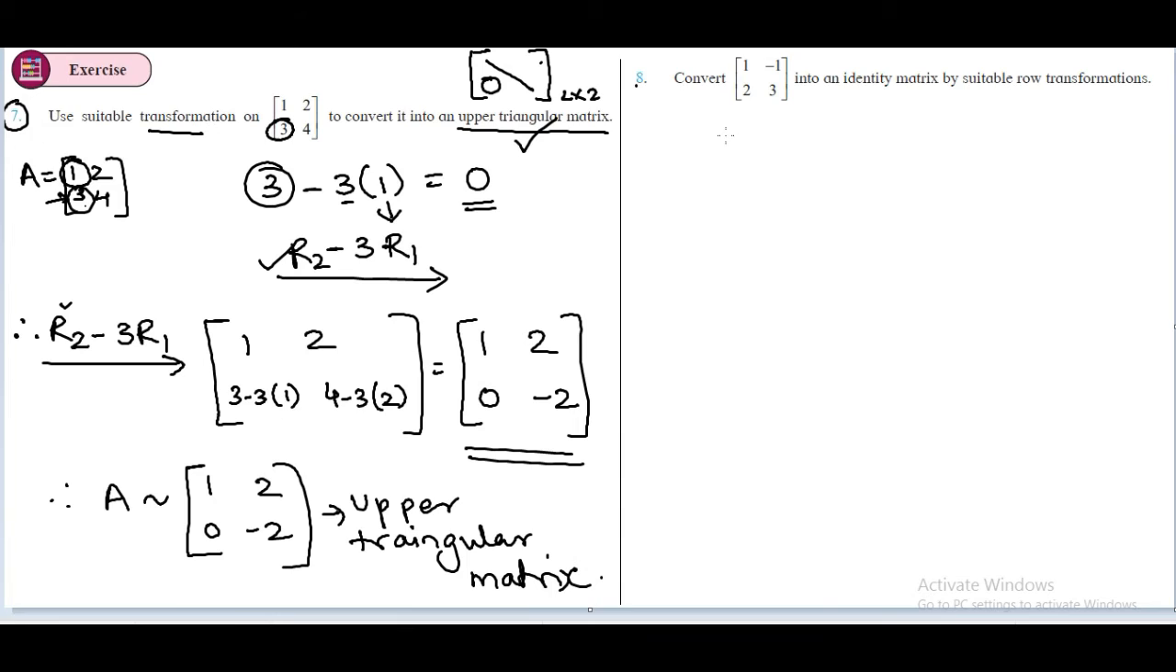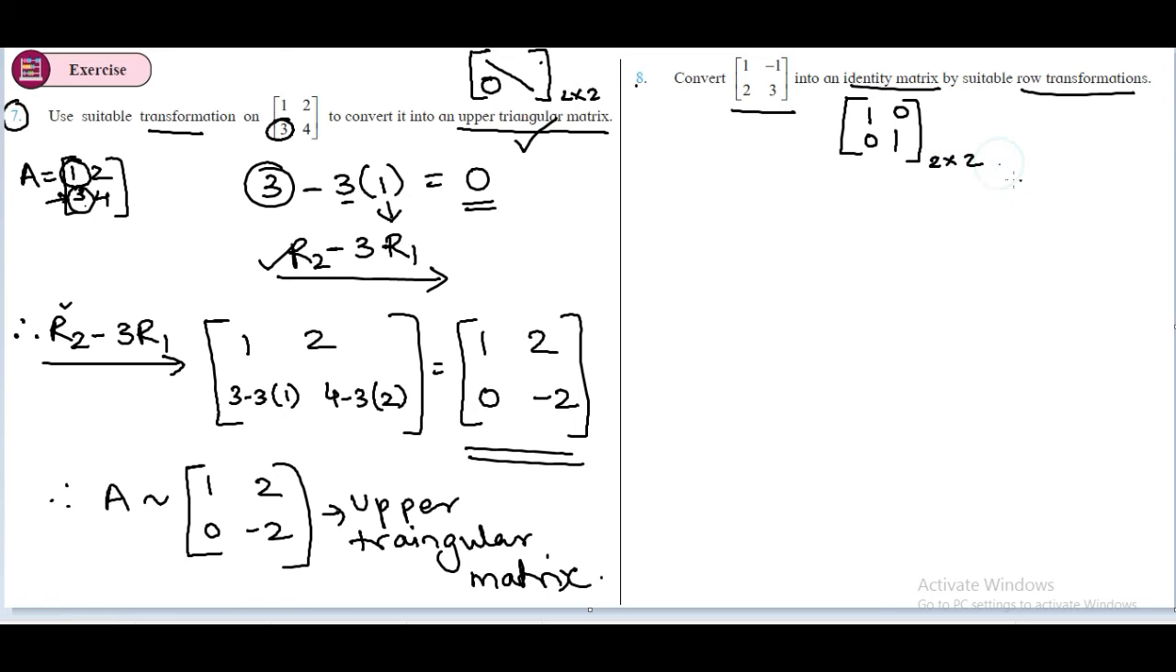Now let us go to the 8th question of the exercise. The 8th question says convert the given matrix into an identity matrix by a suitable row transformation. Transformation we have already studied, right? Identity matrix also we know. What is the meaning of identity matrix? All the diagonal elements are 1 and above and below the diagonal all the elements are 0. I have written a 2 by 2 matrix because our question is of the form 2 by 2.